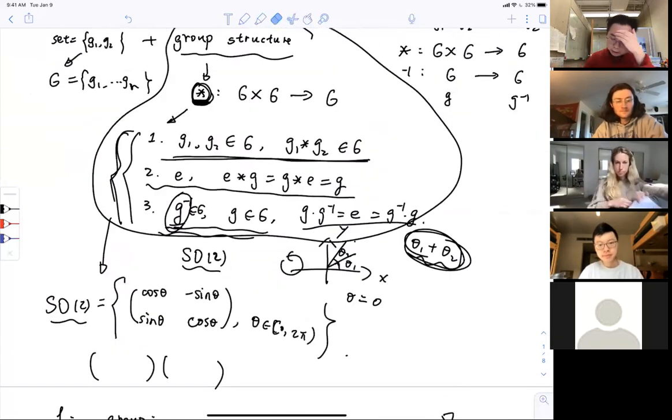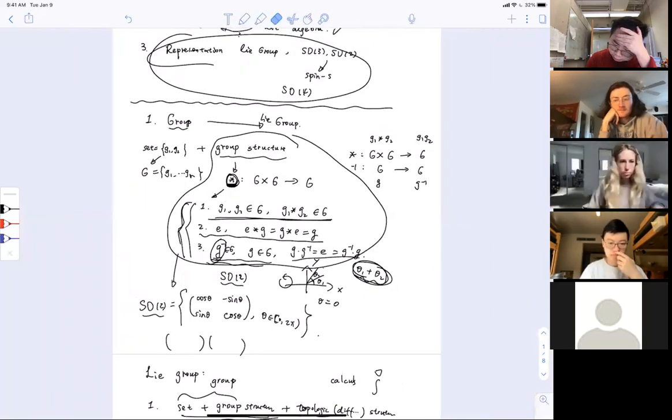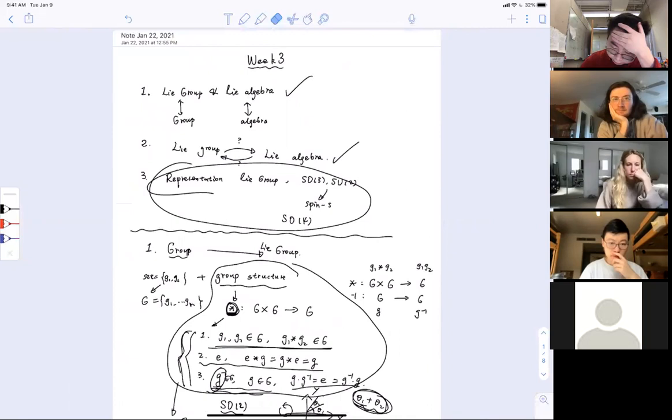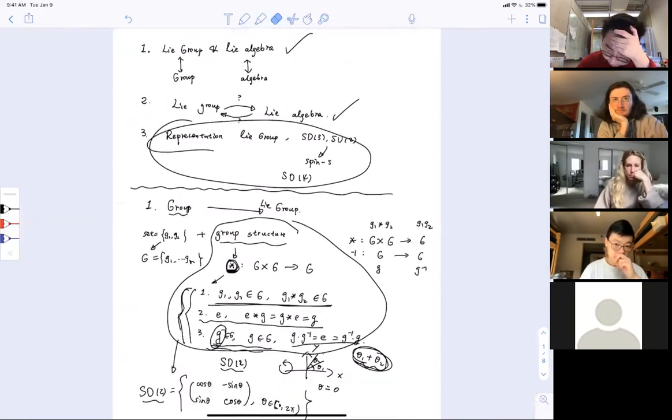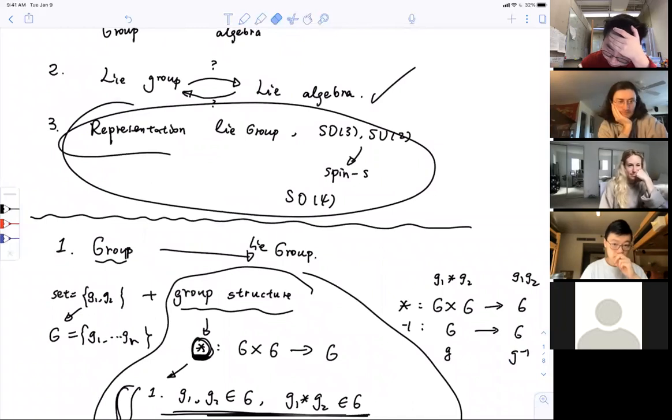Anyway, I hope this gives you a very brief idea of what the Lie group and the Lie algebra are, and what the relation is. Next time we can talk about the representation, which is the most important part. If we do it next time, I will have time to talk about SO(N) in general.